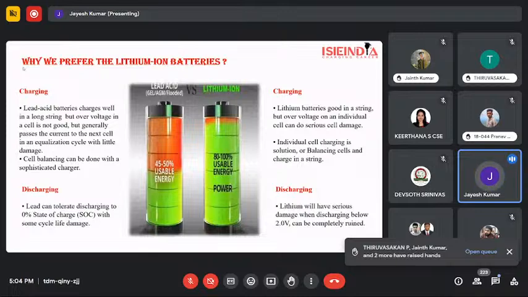We use the BMS for cell balancing, which again has different configurations of active cell balancing and passive cell balancing. But let's move toward the discharging part.